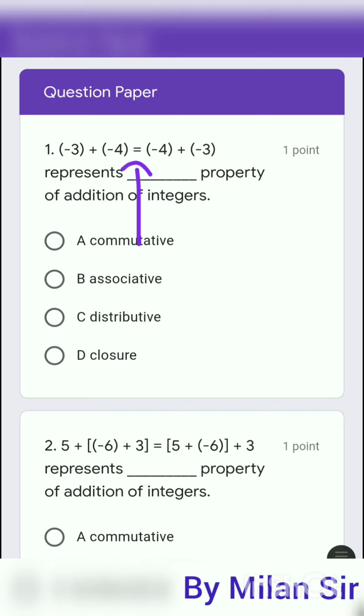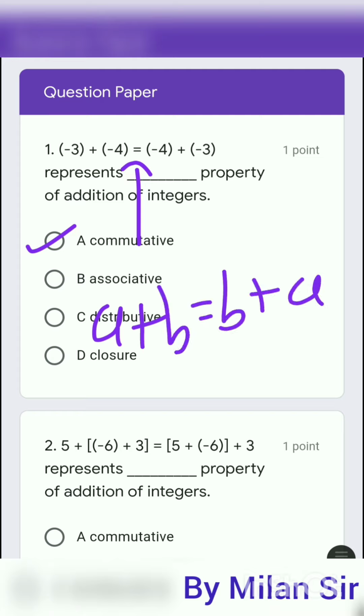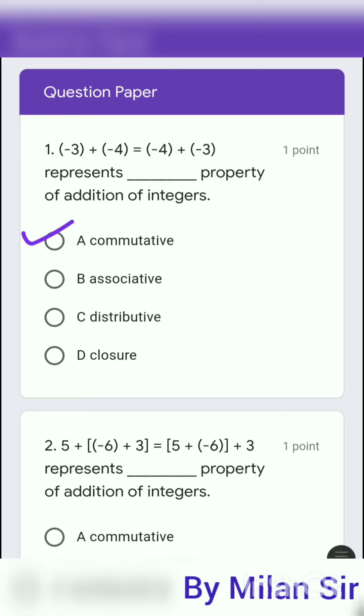Okay, if we think about the equality sign, so in both the side only order is changed. Numbers are same, right? Only order is changed, but numbers are same. So this is the commutative property, right? Because in commutative property, a plus b is equals to b plus a, right? Both are same. That means we can do the addition process in any order. It is called a commutative property. So here our answer of first question is commutative.